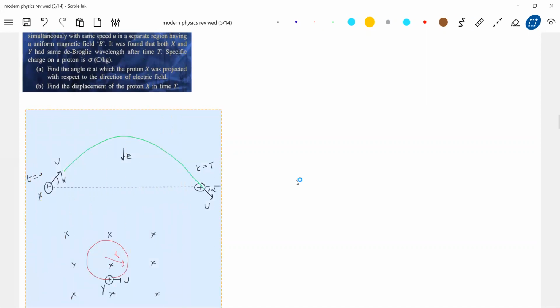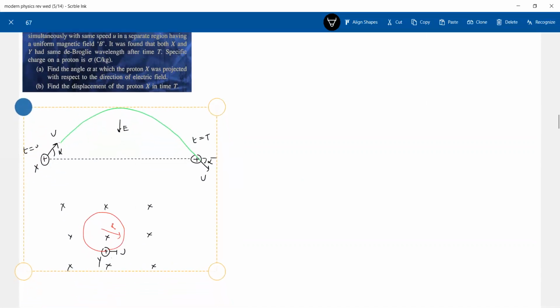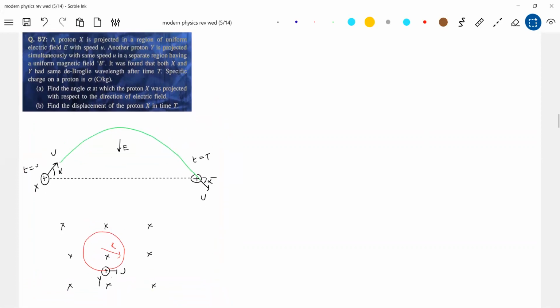The question is very simple. I think somehow we should understand the situation. Rest all mathematics is very easy. I too thought of some other thing, but later I saw the question is very simple. By the time this completes the parabolic path like this, they should complete one circular path. Then only both can have the same de Broglie wavelength.